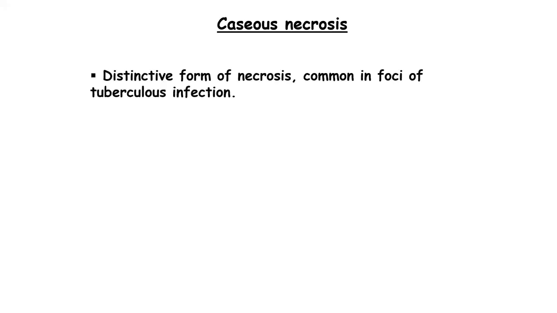Caseous necrosis is a distinctive form of necrosis that is common in foci of tuberculous infection. You know TB, tuberculous infection, which is what? Tuberculosis. So tuberculosis has a type of necrosis called caseous necrosis.